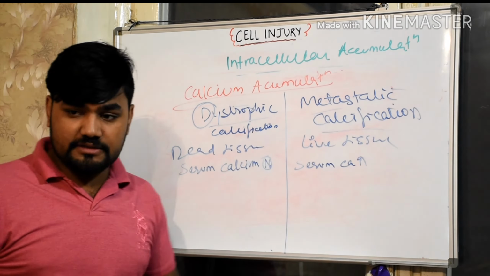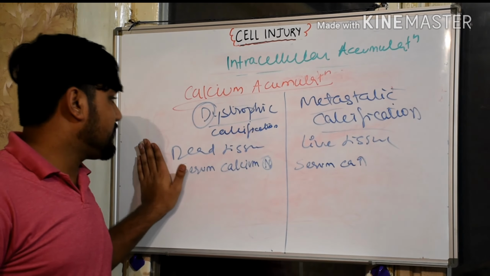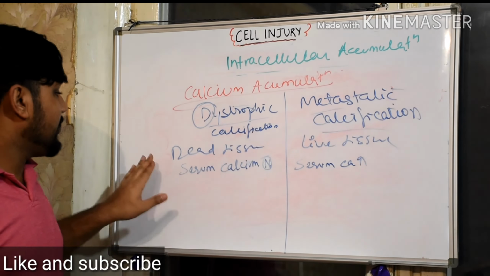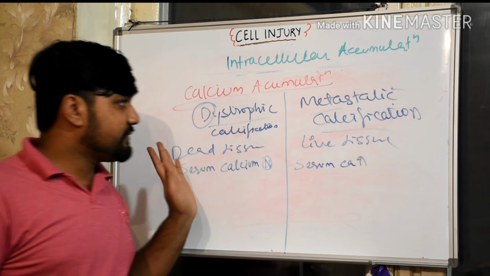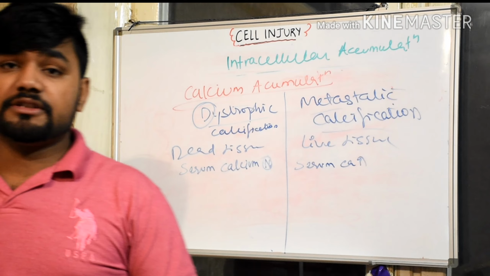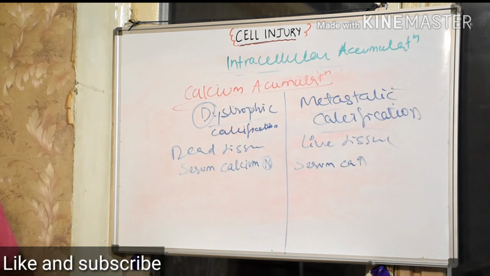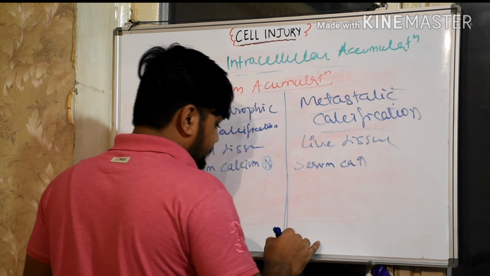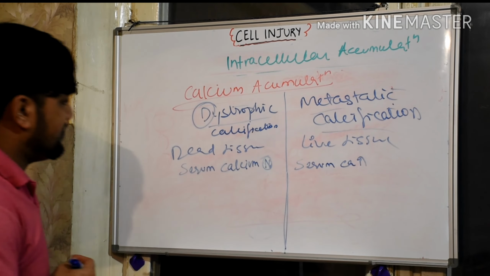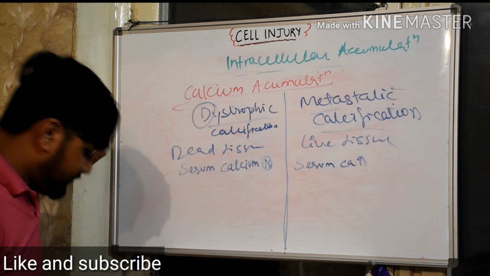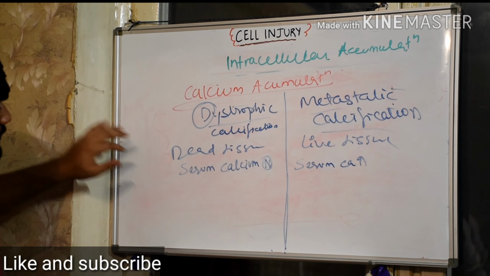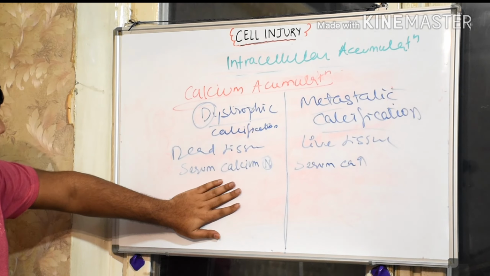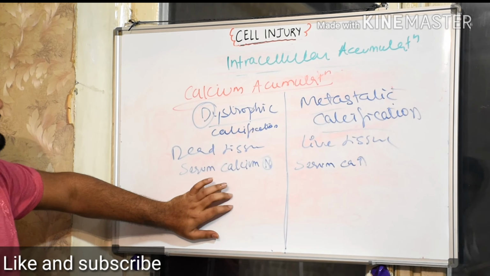What is dystrophic calcification? It occurs in dead tissue, D for D. Metastatic calcification is due to live tissue. Serum calcium is normal in dystrophic calcification, whereas in metastatic calcification the serum calcium will increase. Okay. Now I will tell you the diseases in which you will find dystrophic calcification and metastatic calcification. If you remember one, then you don't need to remember the other. So I will tell you the diseases in which you will see dystrophic calcification.